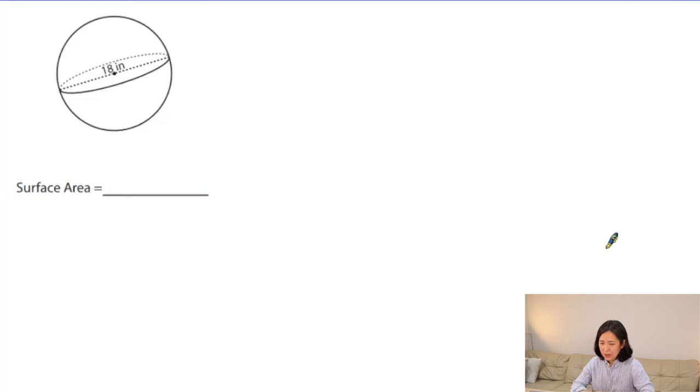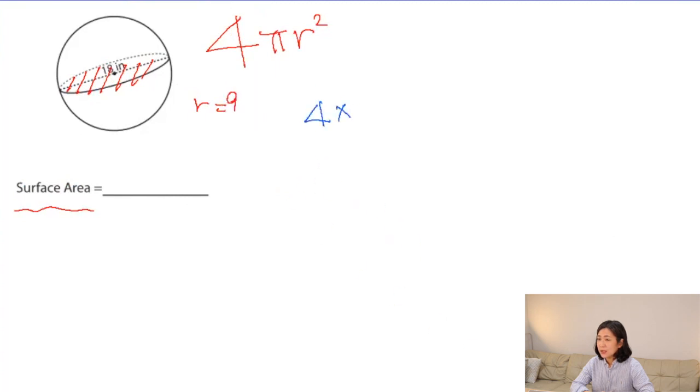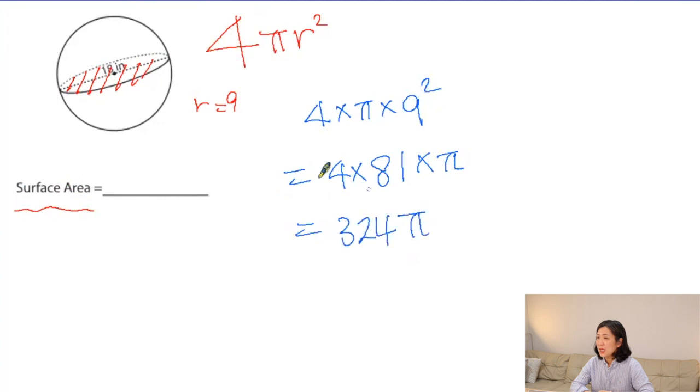Now here you've got a sphere, and we're finding the surface area. We know the formula, you remember, right? 4 lots of the cross section, that's pi r squared. Since you know the formula, it's going to be super easy, because you just identify r, that's 9. Then 4 times pi times 81, right? Then 4 times 81 pi, you don't need a calculator, right? It's 324 pi.